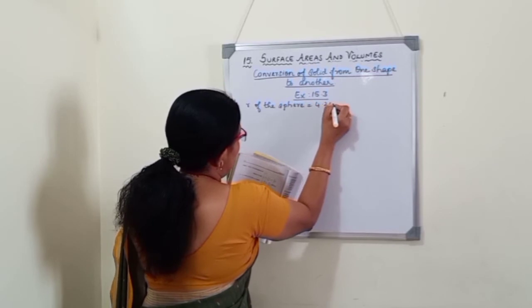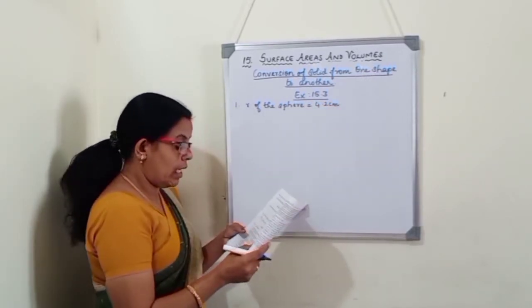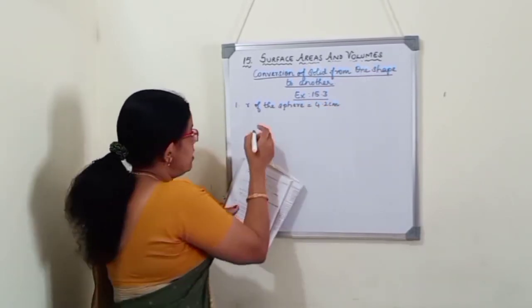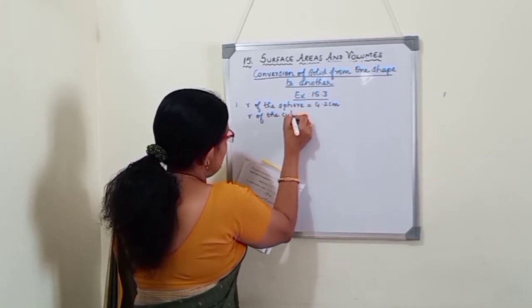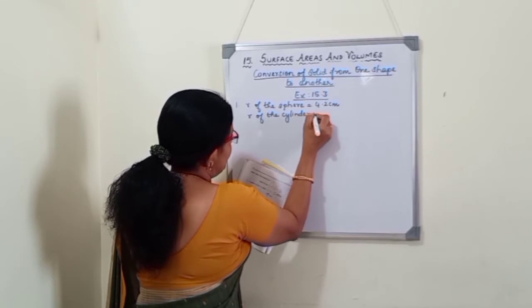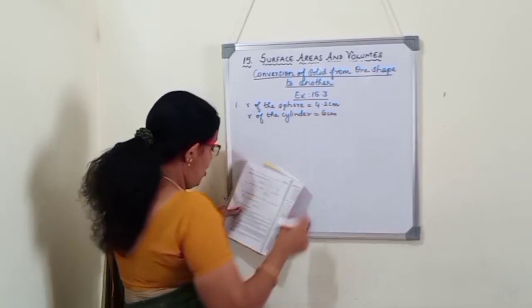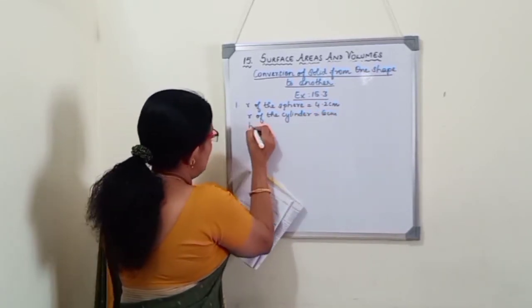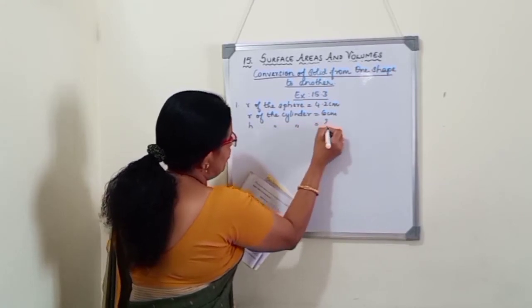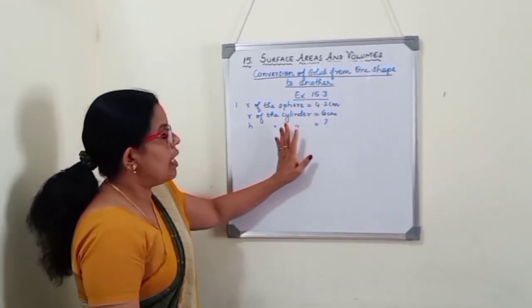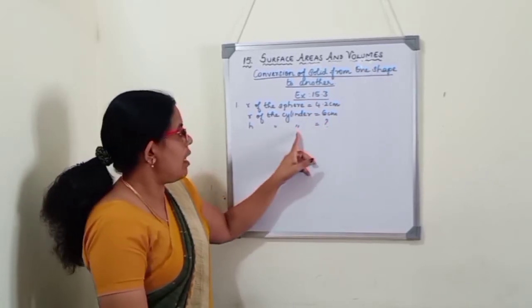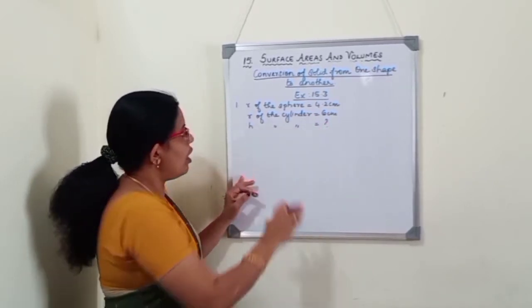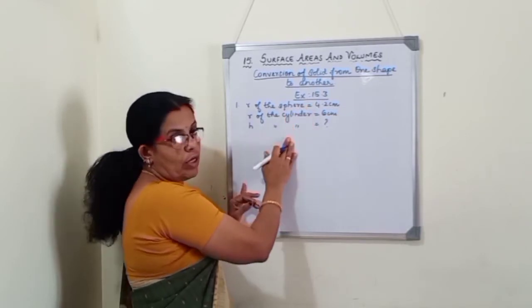Radius of the sphere, 4.2 cm. The sphere is melting and making the shape of a cylinder of radius 6 cm. So radius of the cylinder, 6 cm. We have to find the height of the cylinder. So the sphere is melting and making the shape of a cylinder. We want to find the height of the cylinder. So volume of the cylinder will be equal to volume of the sphere.